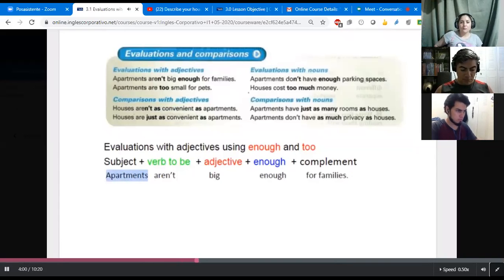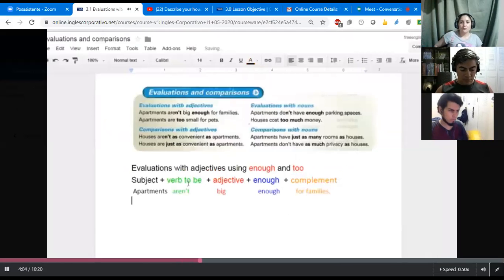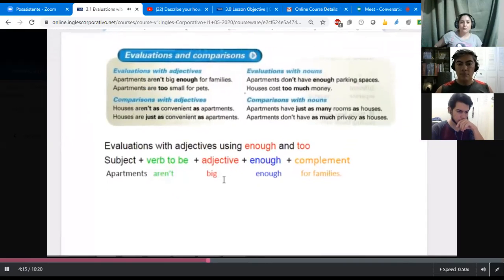So if we look at the pattern, we have a subject. I'm going to go ahead and follow the colors so that we can see what's happening. That's in black. There we go. So we can see that the subject is apartments. Then this is followed by the verb to be. In this case, it happens to be the verb to be in its negative form. After that, we're going to have some sort of adjective, and then it's going to follow the word enough, and then we're going to include some sort of complement, if you will.